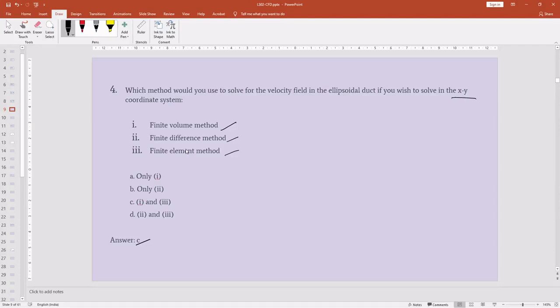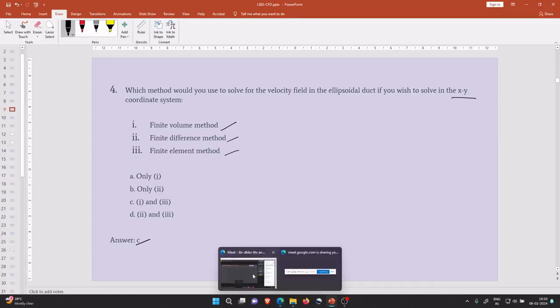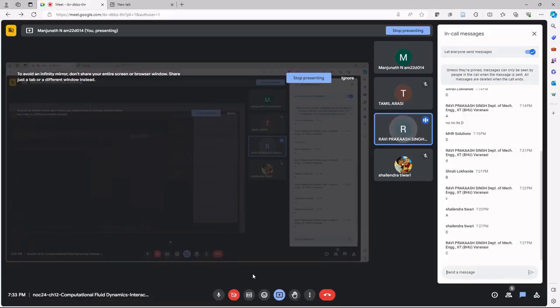So can anyone say why that is? Why we won't go for the finite difference method? Because the finite difference method is used where lines are parallel to the x and y axis. So it's used only for rectangular ducts or uniform shapes. But for any general shape, the finite element method can be used because it discretizes the domain into triangulated facets. So that makes it general for any curvature.